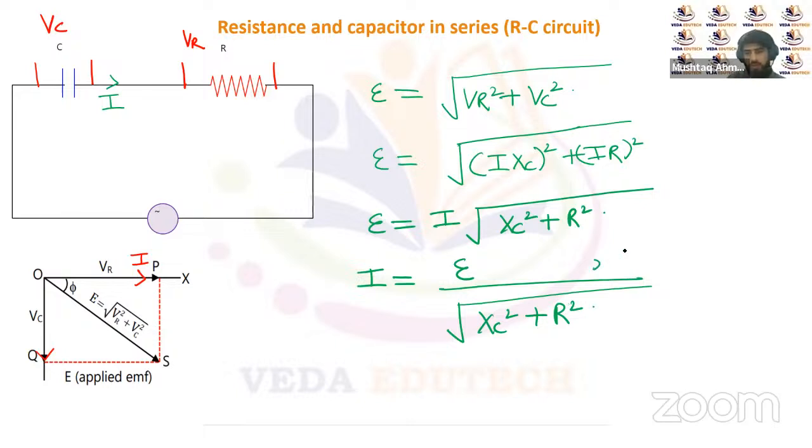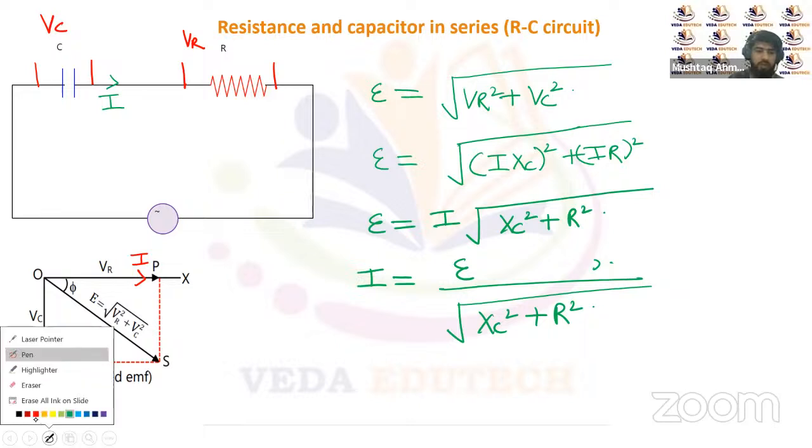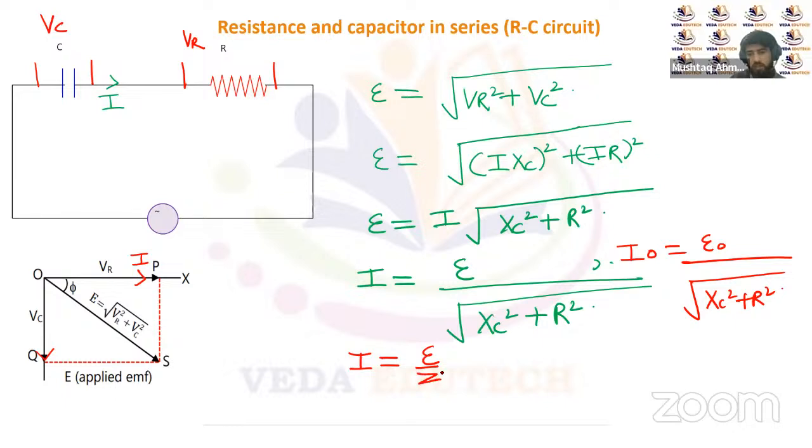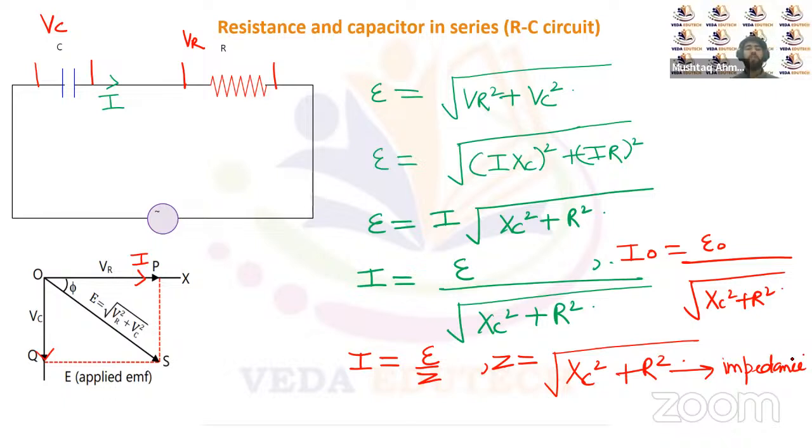The maximum value of current will be once again I naught, that will be equal to E naught upon the square root of XC square plus R square. And similarly, we can write I equal to E upon Z. The value of this Z is what we call the impedance of the circuit, that will be equal to the square root of XC square plus R square. This is once again the impedance, so this will be the impedance of the circuit.